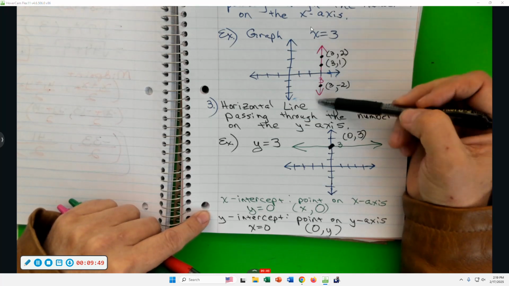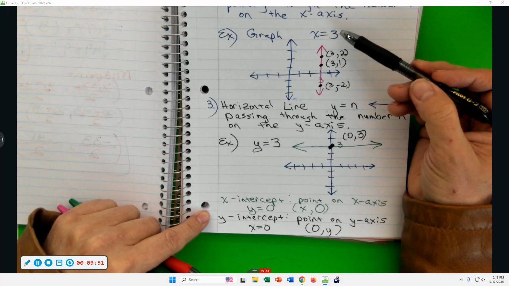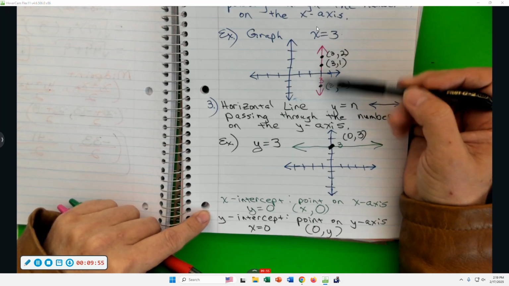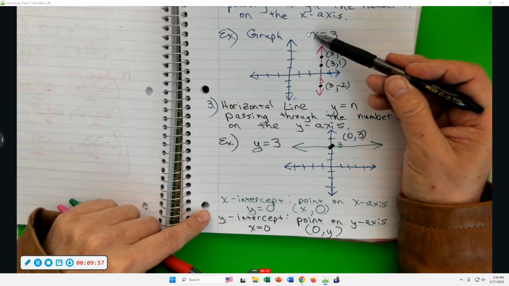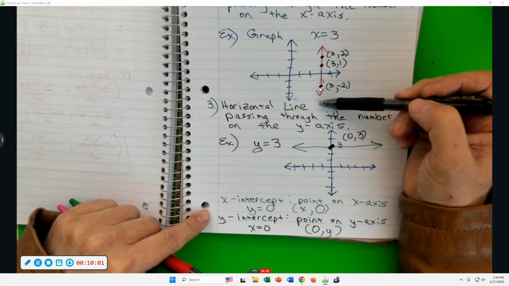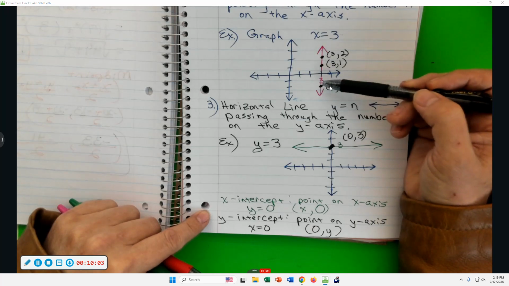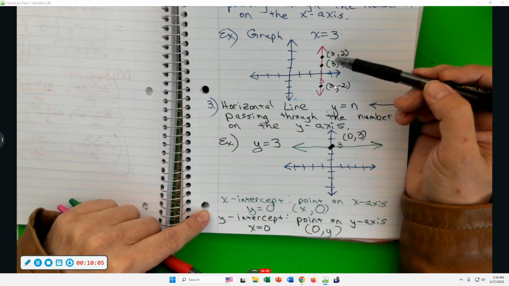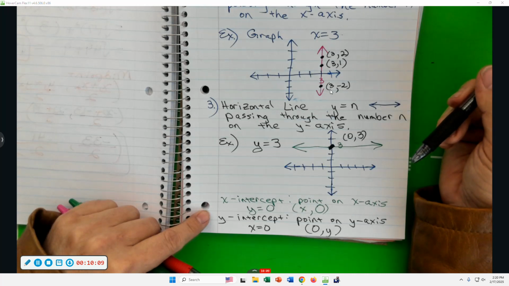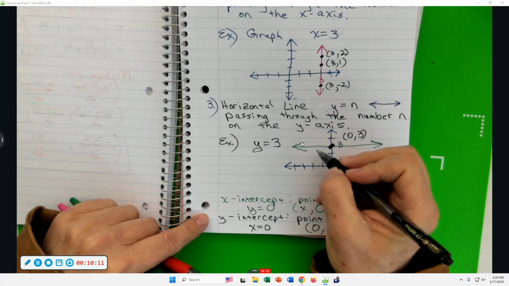Every point on this vertical line has an x value of 3. Notice every point on that vertical line, the x coordinate is 3. That's why x equals 3 is a vertical line passing through 3. It contains all of the ordered pairs whose x coordinates are 3. Apply that same logic to horizontal lines.